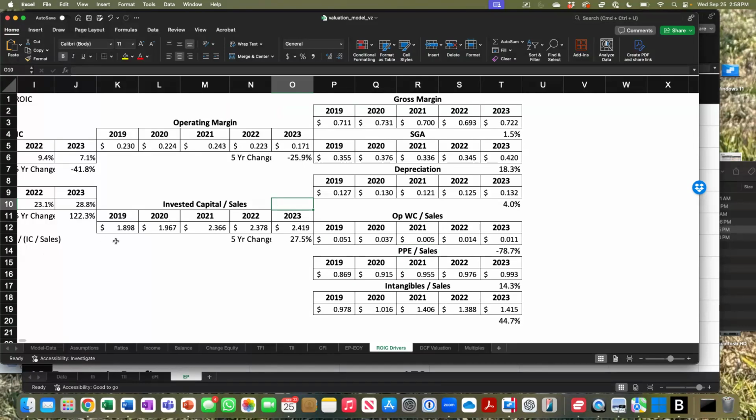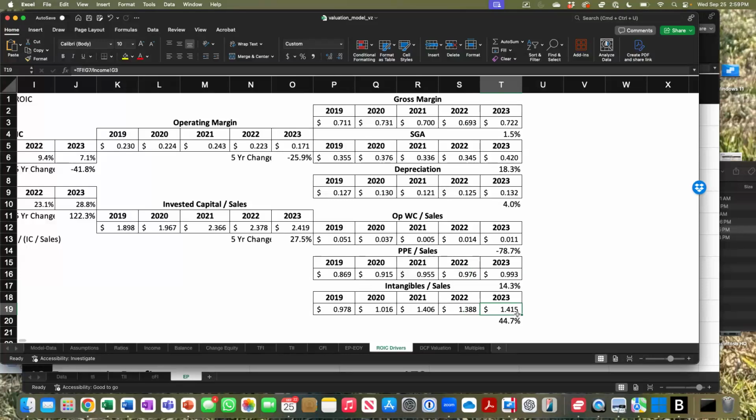Spending on the network, PP&E. They went from spending 86.9 cents, 87 cents per dollar of sales, to 99 cents per dollar of sales. Spending a lot more on their network to drive the same amount of sales. And intangibles, they went from 98 cents to $1.45. They bought somebody. Spent a lot of money on an acquisition. So they spent a lot of money in acquisition, spent more on the network, and they didn't get more sales.